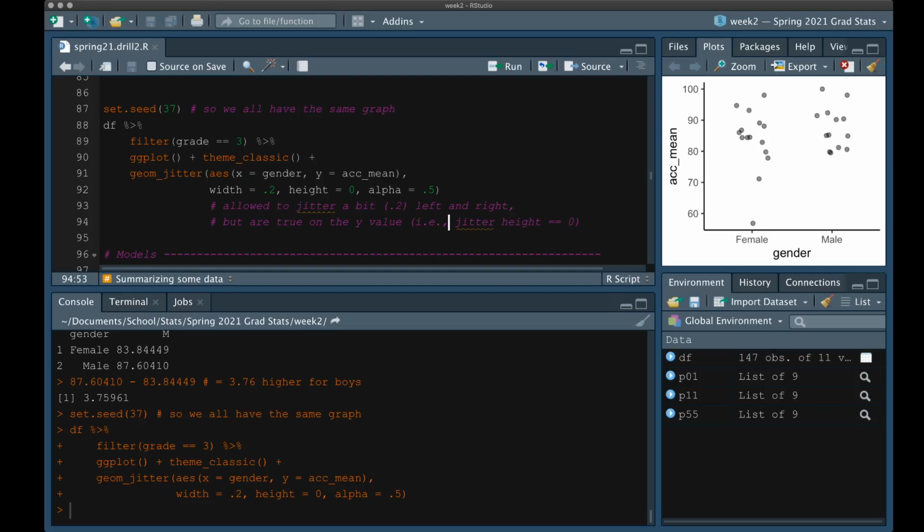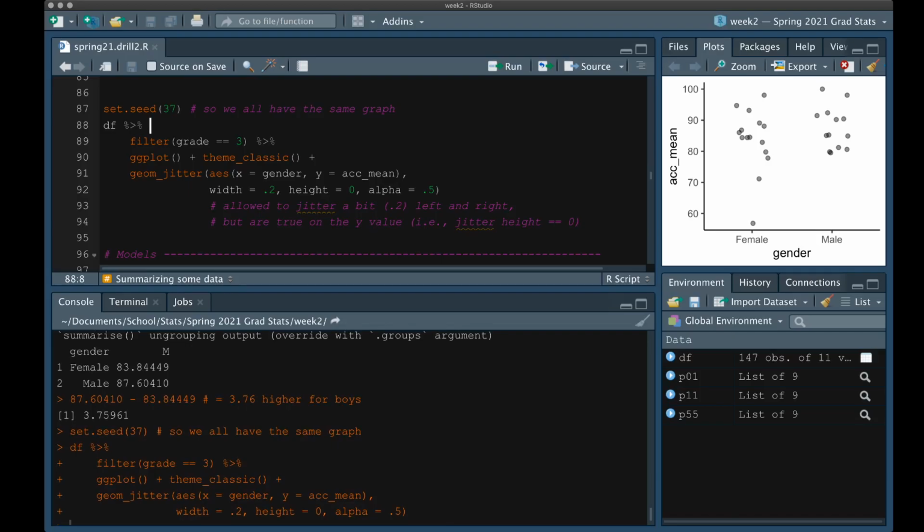But I said height equals 0, meaning that it's not allowed to jitter up and down, so that there's fidelity of the y-axis, but the left-right, it's allowed to jitter, since we know that this whole group over here is females, and it doesn't need to be directly on that center line. So anyway, here are the points that we're looking at, and we see that for the females, the average is 83.84, and then for males, the average would be 87.6, so somewhere around in here.